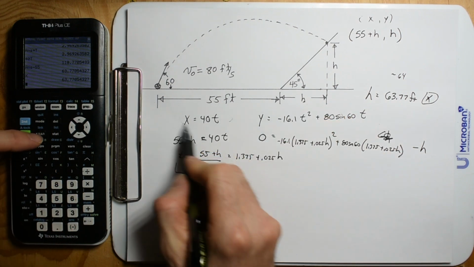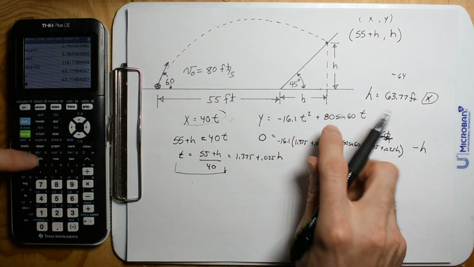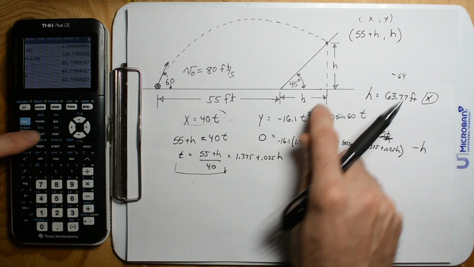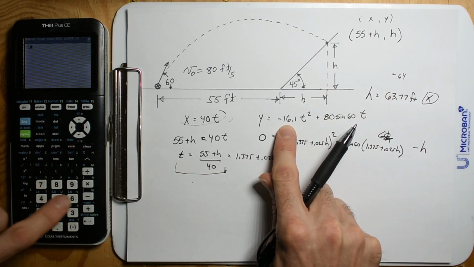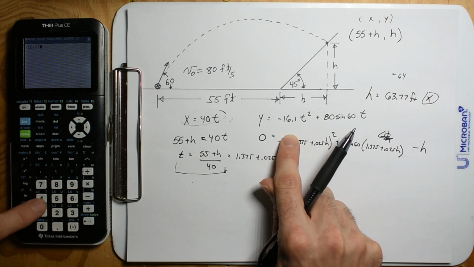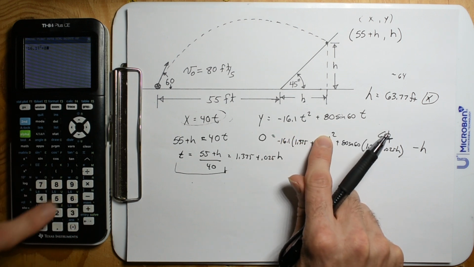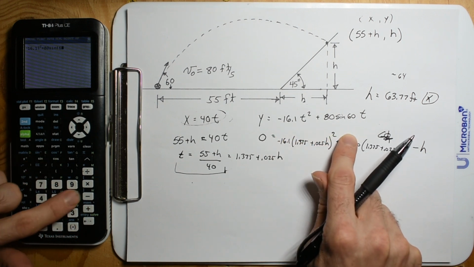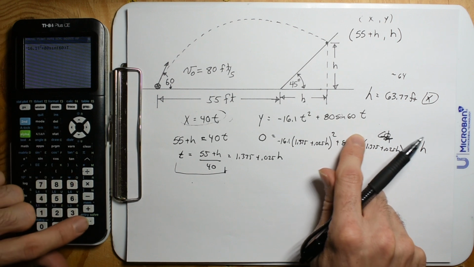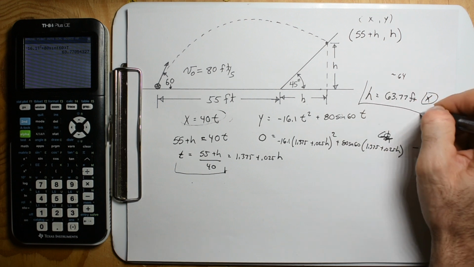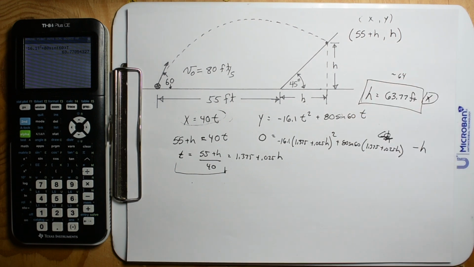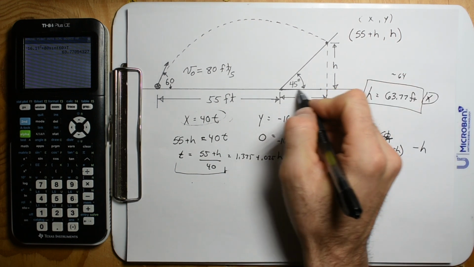Cool, so we have a check in this direction. In the Y direction, we should get a height of 63.77. So we're going to use this equation, negative 16.1 T squared plus 80 sine 60 alpha T. Alright, so we have a check on reality, and thank God we got the right answer. Sweet. So that's where it's going to hit the stands.